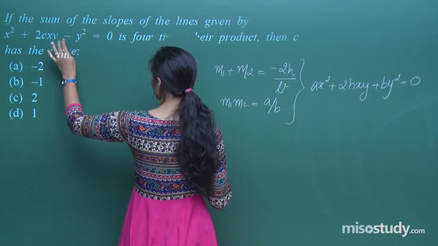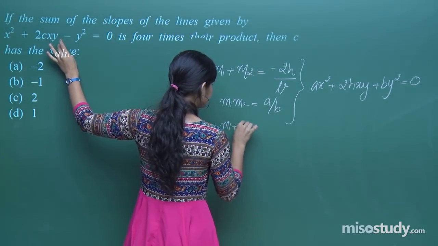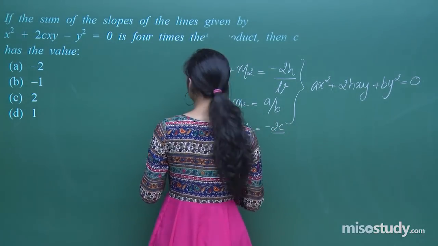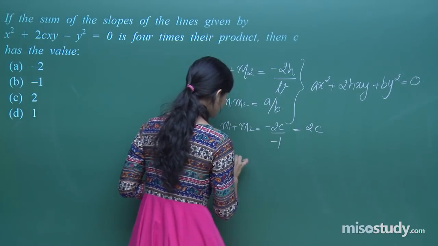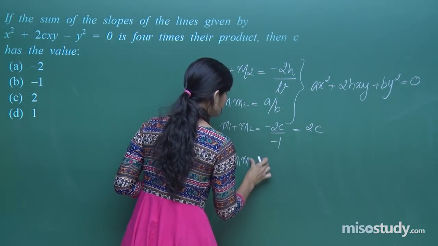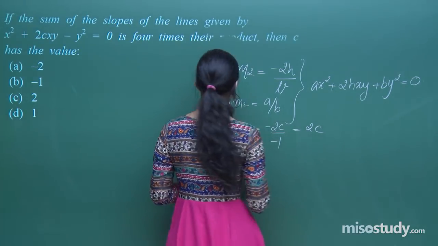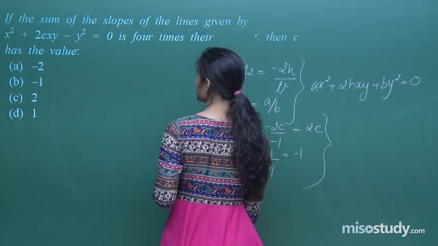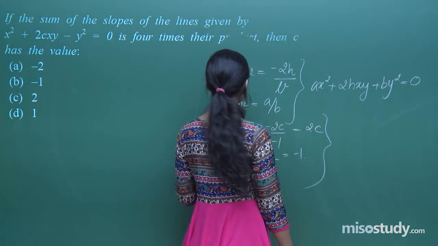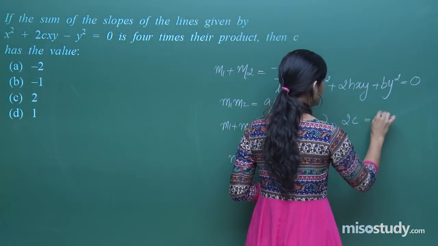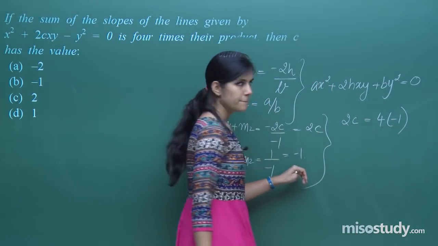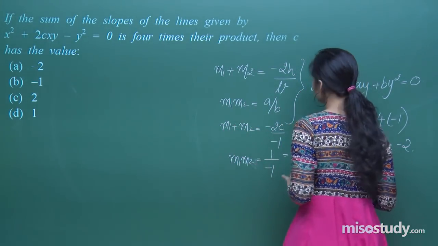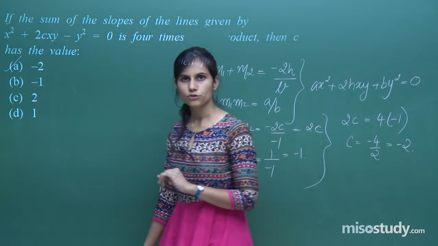Now over here if you compare with this, you get m1 plus m2 is minus 2h by b, so this is 2c, and m1 into m2 is a by b, which is 1 upon minus 1, which is minus 1. From here you have basically that the sum is 4 times the product. So 2c is 4 times minus 1. So you get c is minus 4 by 2, which is minus 2. So c basically has value minus 2.